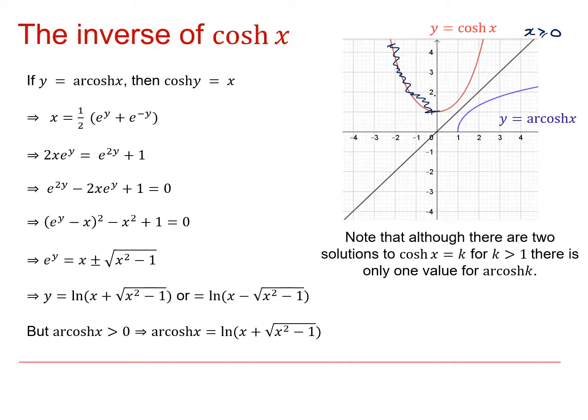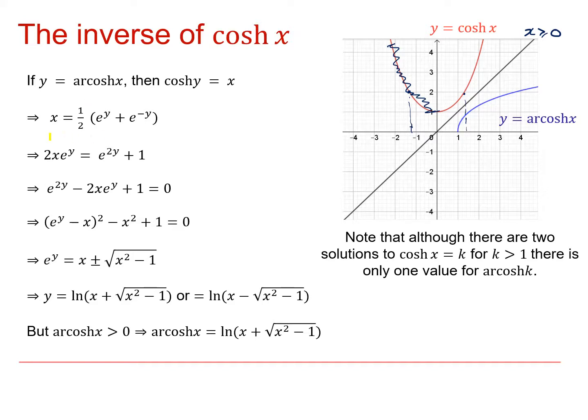There are two solutions. If I had something like cosh x equals 2, I would get a solution here, and I would get a solution here. And again, because cosh is an even function, whatever I get here, I would get minus it over here. The cosh of minus x is equal to the cosh of x.